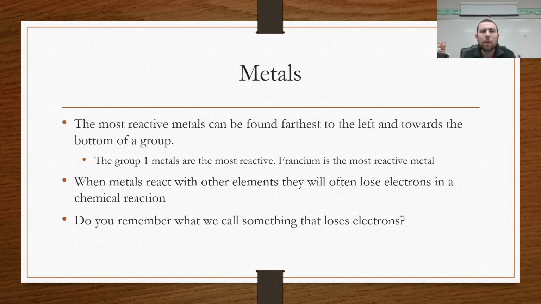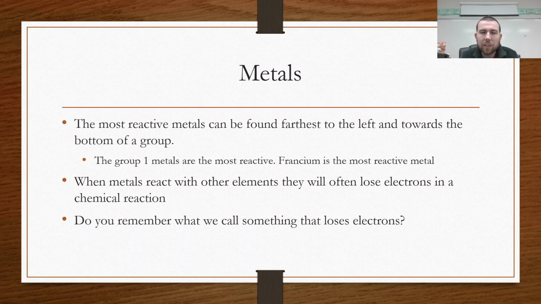Now, when we say reacting, we talk about its ability to interact with other substances and undergo chemical changes. When metals react with other elements, the most likely thing to happen is that the metal is going to lose electrons during a chemical reaction. And so I've posed the question here: do you remember what we call something that loses electrons?